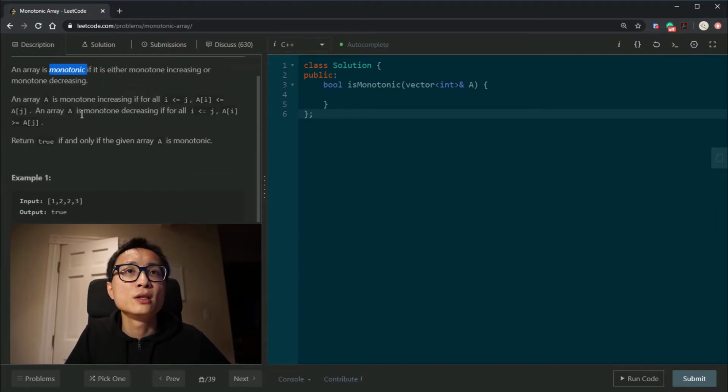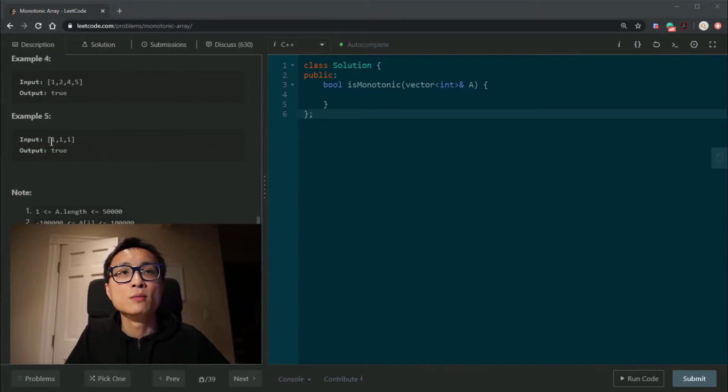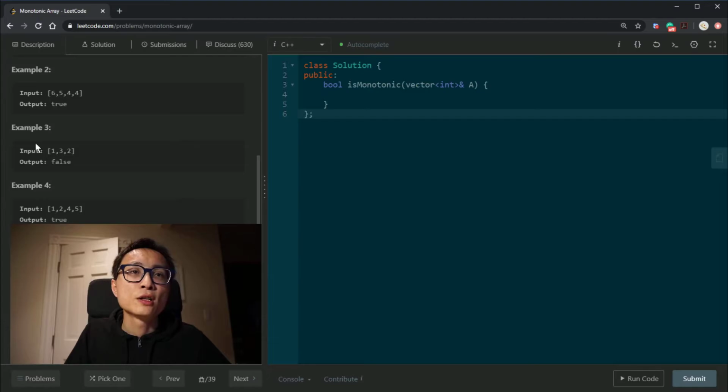For monotone increasing and monotone decreasing, they both include the equal case here. So in the most extreme case, we will have the whole array be the same number all the way. So as this array 1, 1, 1, it can be classified as monotone increasing and monotone decreasing at the same time. So that's actually good.